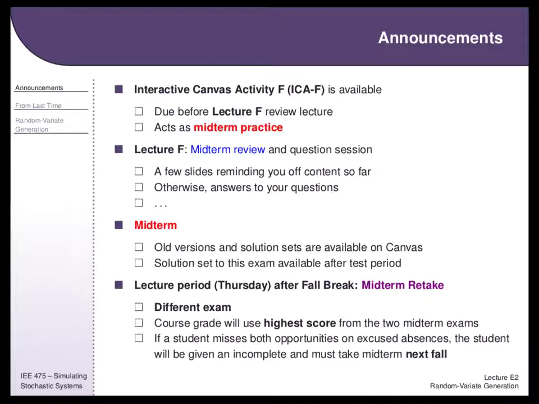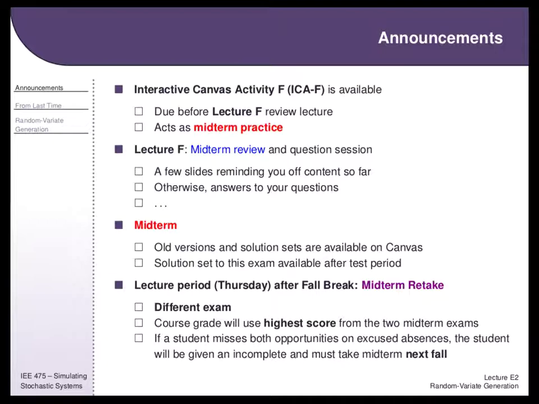The goal is for me to at least have a solution set almost immediately available for you for the midterm. I can't guarantee that the Scantron will come back with your grades, but it should by then. So you should pretty much know your grades by fall break. My hope is, but it depends on the backlog at Scantron. And if you decide that you don't want to take the midterm retake, you'll get a 0 on it, but then Canvas will automatically replace it with this one.